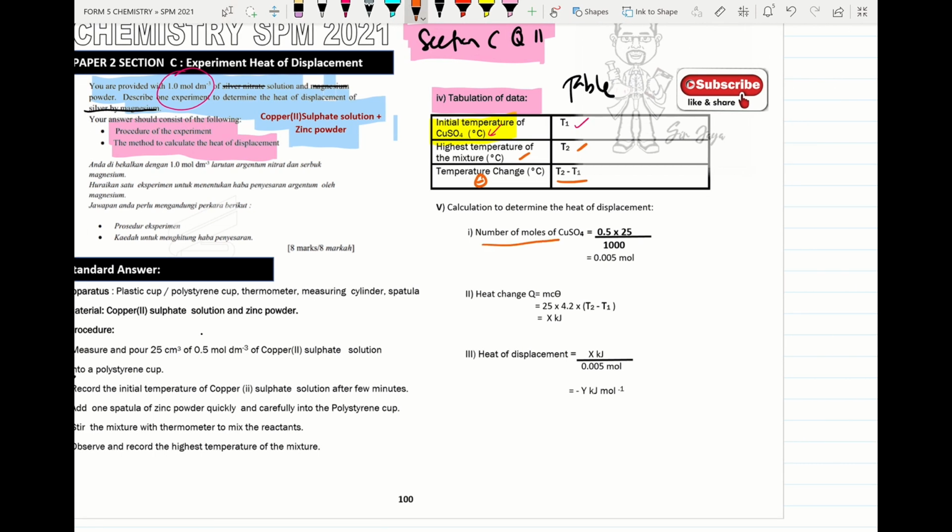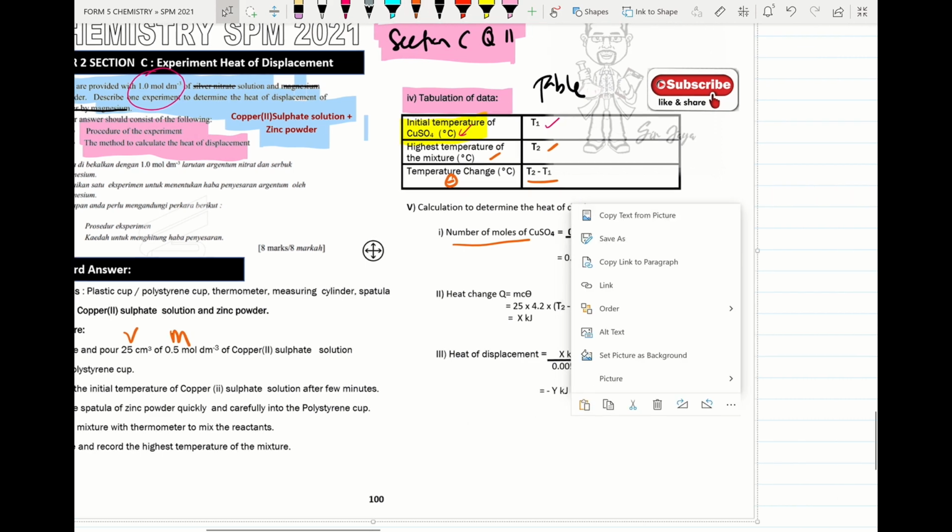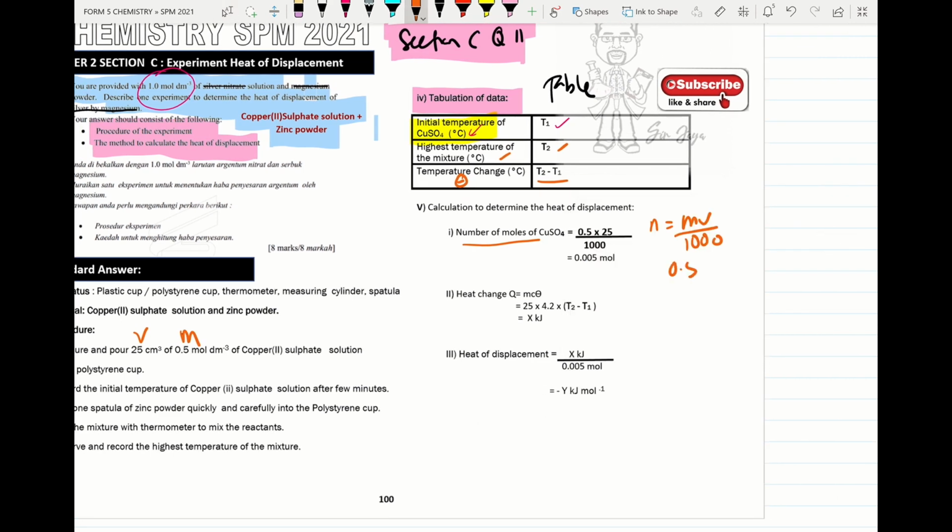So first we check the number of moles. We use n equals MV over 1000. So the volume is given here and the molarity is given here, so please apply in the formula. So I put here 0.5 times 25 divided by 1000, so the answer is 0.005 mole.